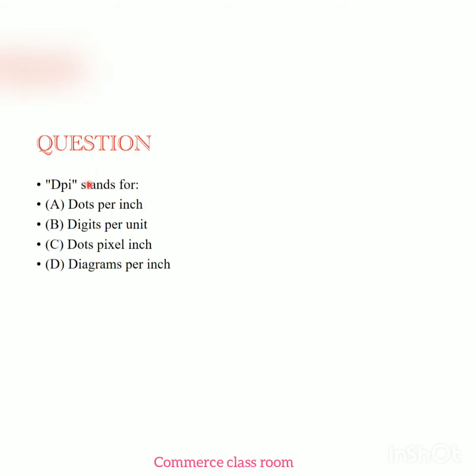Next question, DPI stands for, the full form of DPI. Option A, dot per inch. Option B, digit per unit. Option C, dot pixel inch. And option D, diagram per inch. Your answer is option A, DPI stands for dots per inch.